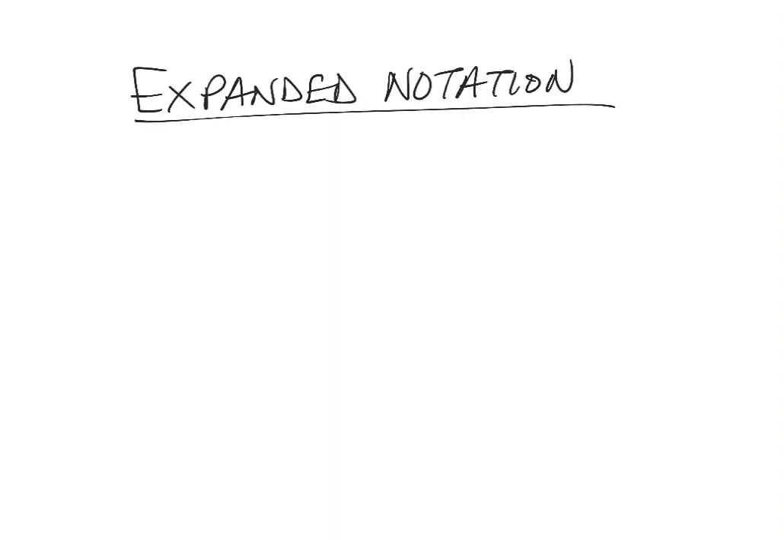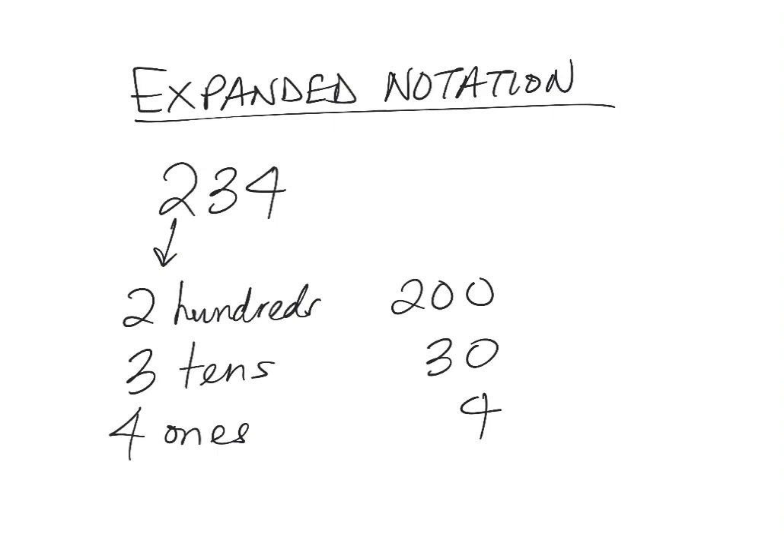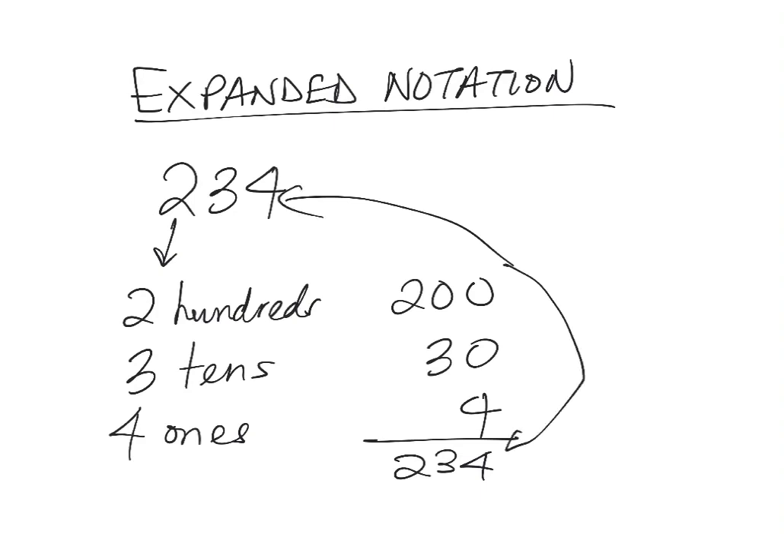Expanded notation. If someone were to tell you that a certain number, 234, okay, that's a certain number, and they tell you, can you write that in expanded notation? You would essentially be saying you have 2 hundreds, 200. You have 3 tens, and you have 4 ones. So we have 30 there, and we have 4. If you add it up, you get the same number you started with. We've written it in expanded notation.